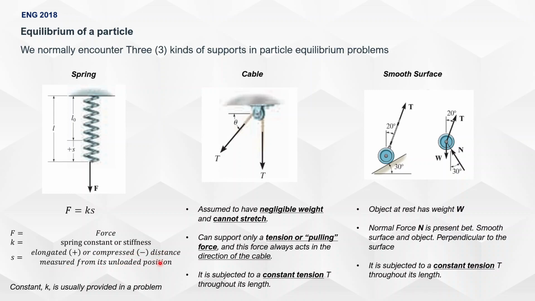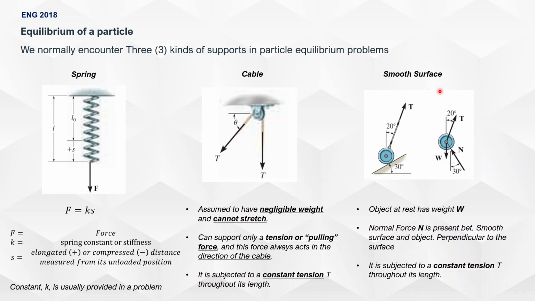So there will be an initial length and then its final length. And the difference between them would be the displacement. If it's a positive one, it's elongated. If it's a negative one, meaning the final distance is less than that of the initial length. Also take note that the constant K here is usually provided in a problem.